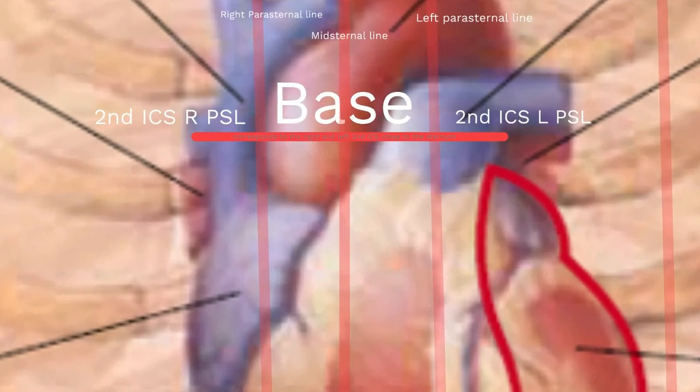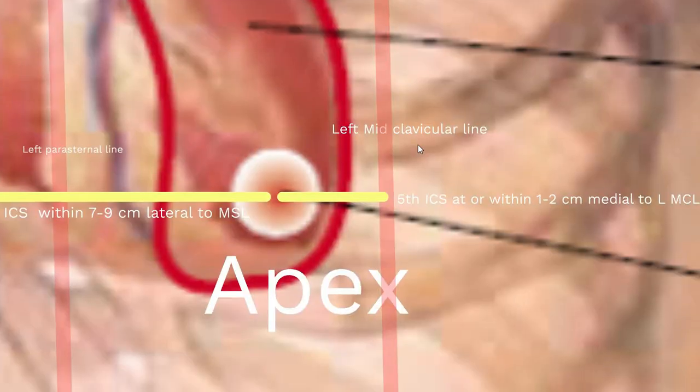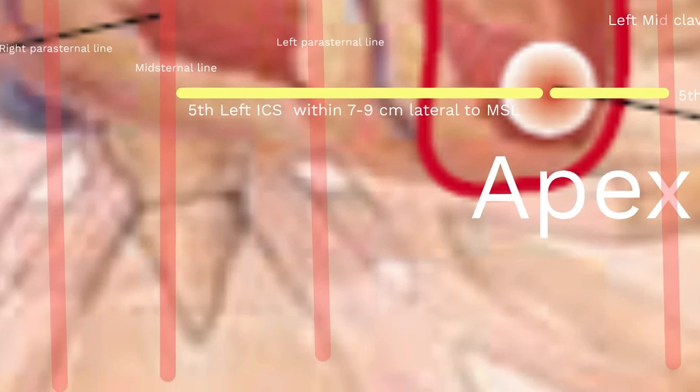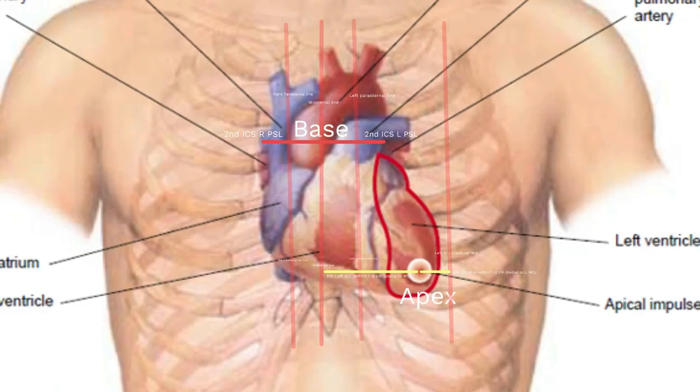So we have to learn the base. The base is the superior part of the heart: second intercostal space, parasternal line, so it can be the right and left parasternal line. For the apex, it's located at the fifth intercostal space, within 1 to 2 centimeters medial to the left midclavicular line, and at the fifth left intercostal space within 7 to 9 centimeters lateral to the midsternal line.